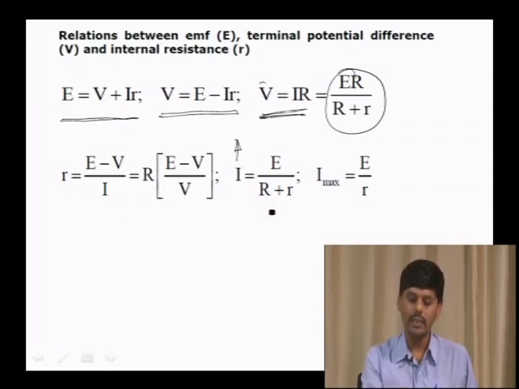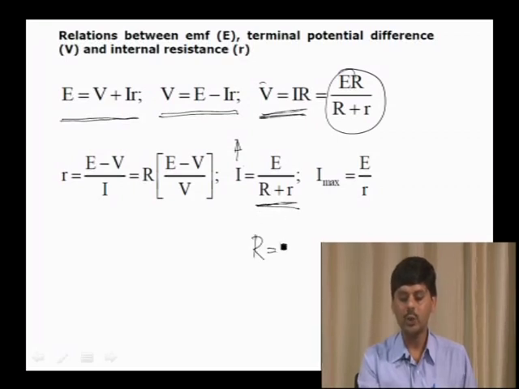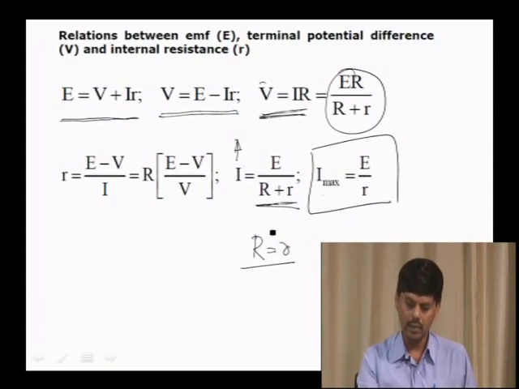Suppose when the current is maximum in the circuit, we are going to consider that these two are equal. It means that the external resistance should be equal to the internal resistance when the current is maximum. We can write I maximum is equal to E divided by r for short circuits.